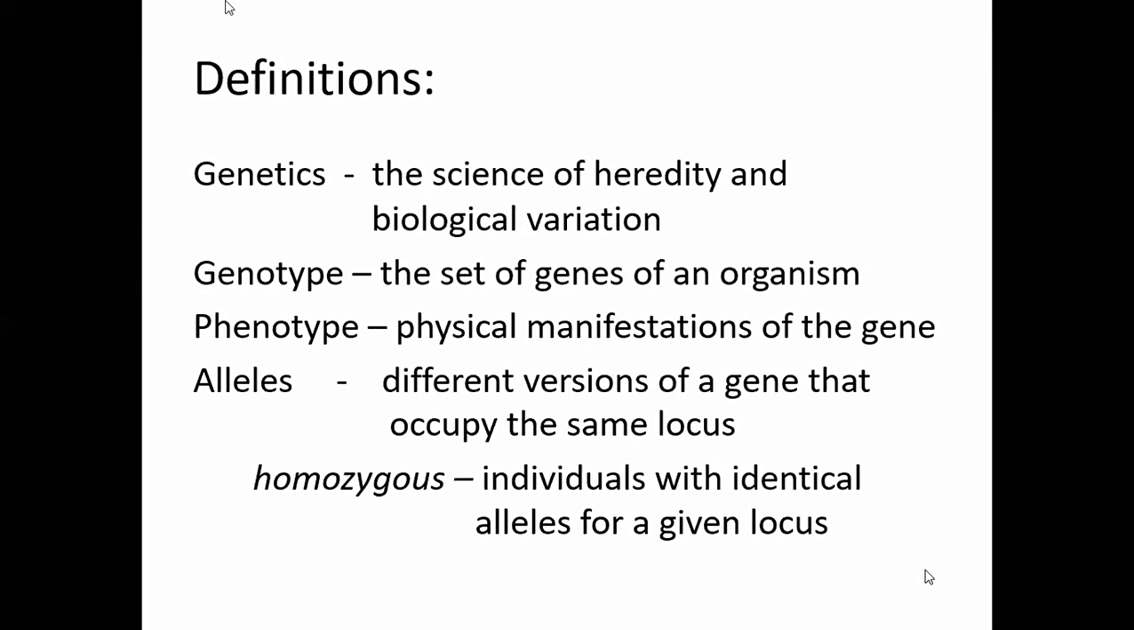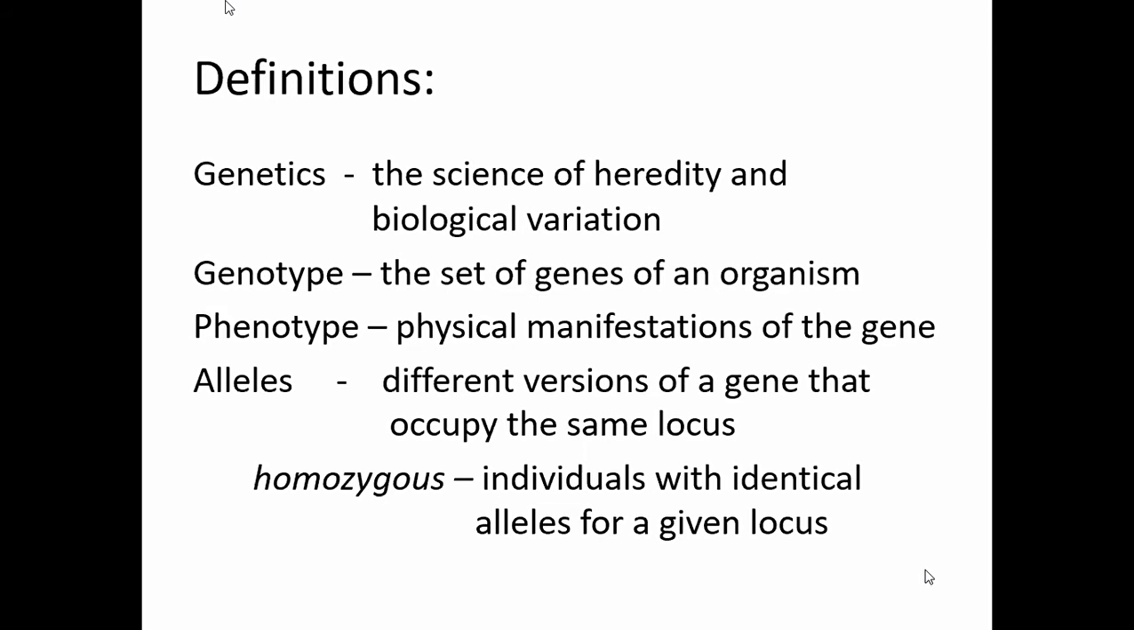So before we come to the lecture proper, we'll first revisit the following terms. Genetics, the science of heredity and biological variation. Genotype is the set of genes of an organism. Meaning it is a set. So each one of us is composed of a set of genes. Phenotype is a physical manifestation of the genes, and alleles are the different versions of a gene that occupy the same locus. So the phenotype is the physical, the alleles are the versions.